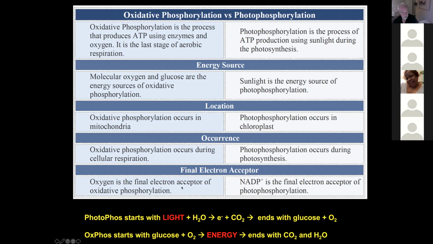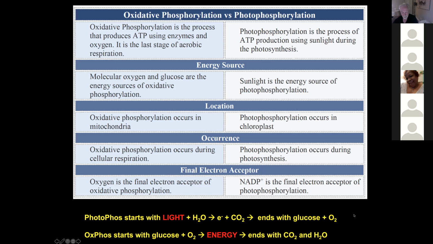And the final electron acceptor for oxidative phosphorylation is oxygen. In the case of photophosphorylation, it's NADP, and this gets transferred to the Calvin cycle to generate sugar. At the bottom here are some summary statements. Photophosphorylation starts with light. The energy is light and water. And it generates electrons and carbon dioxide and ends up with glucose and oxygen.